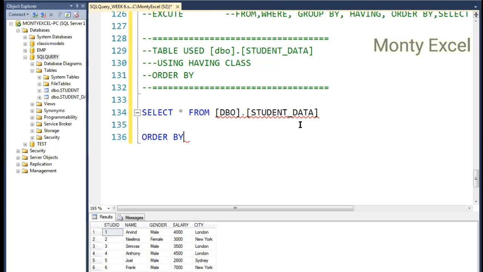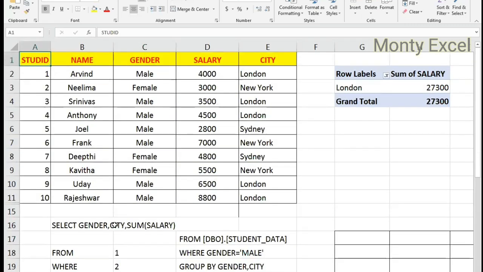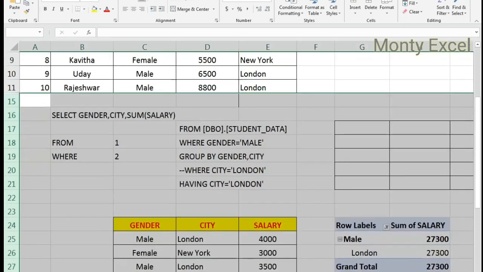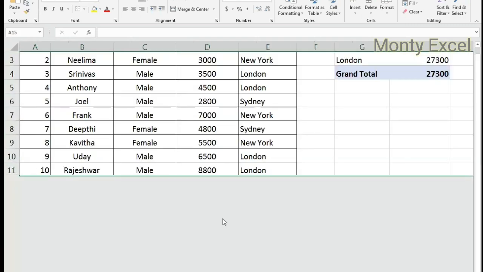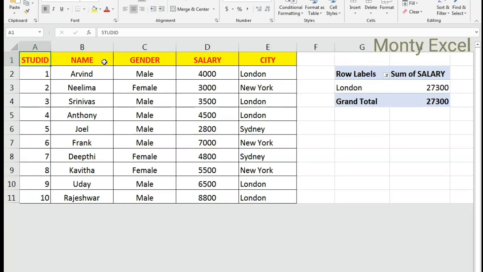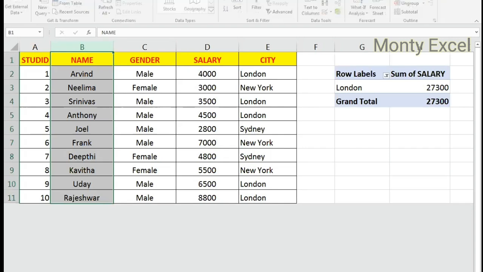Order by is nothing but, let me go back to Excel and try to make it simpler. I'll go for this raw data. Let me hide this for now. What is order by? Let me select this column and go to insert.